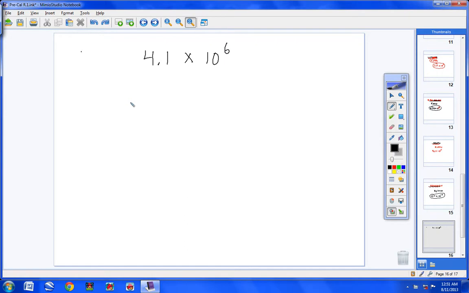So I know I'm going to take 4.1 and move the decimal 6 places. 1, 2, 3, 4, 5, 6. So I've got to put a 0 here, a 0 here, a 0 here, a 0 here, a 0 here. So your final answer is 4,100,000. Do you see how I did that? This number here told me how many places to move the decimal. Pretty cool. Let's try another one.